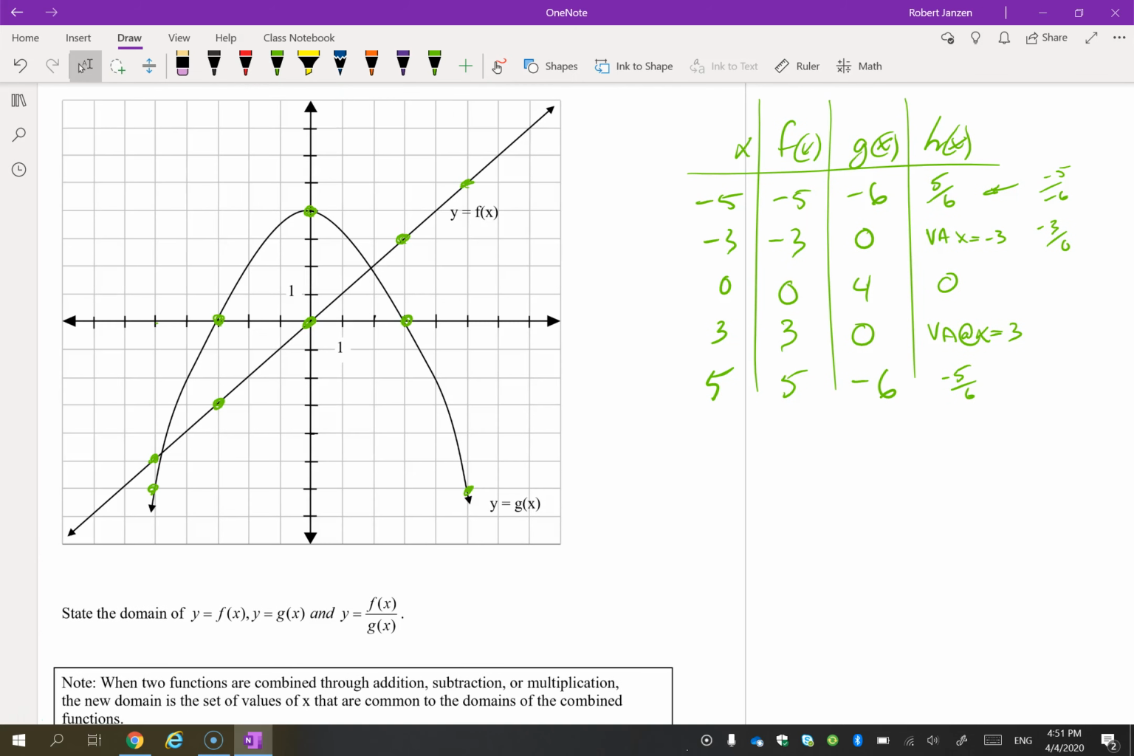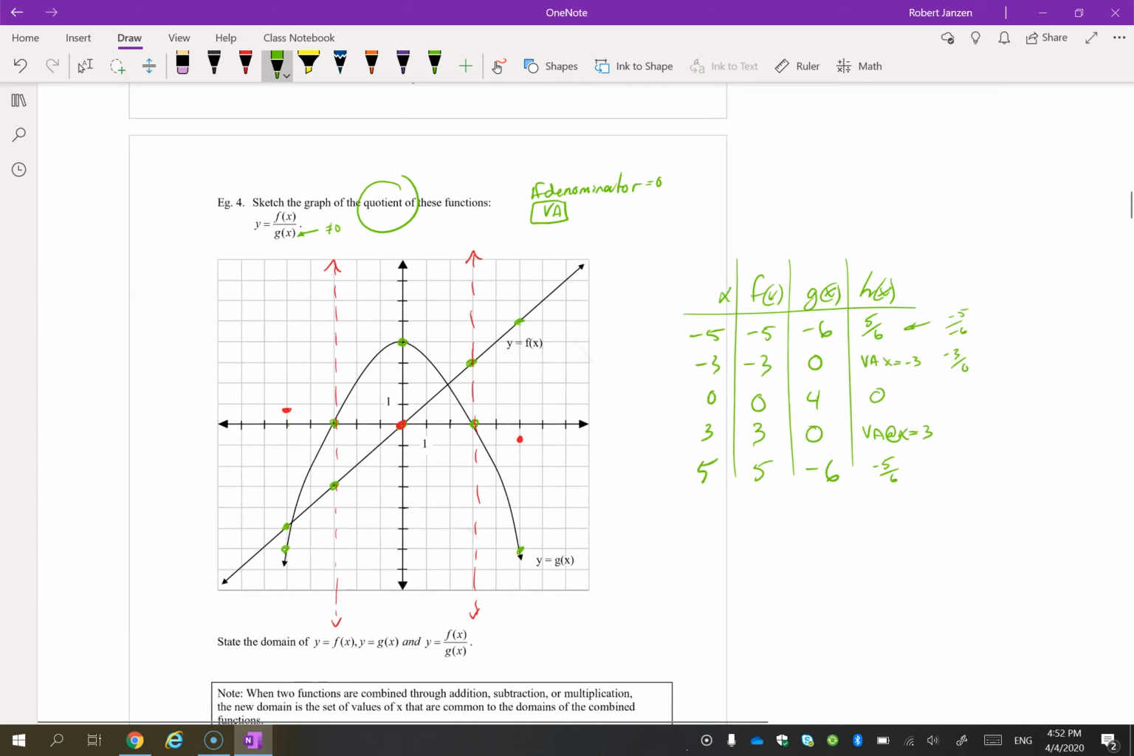Okay, so at negative 5 you get 5/6, so that's going to be about here. Then here we're going to have an asymptote. Here we're going to have another asymptote. Here we're going to have 0, and then we're going to go to negative 5/6 for this one. Well, I don't know about you, but that doesn't look like it's enough to draw the graph. I think maybe I would like to have a little bit more information. Let's think about it for a minute.